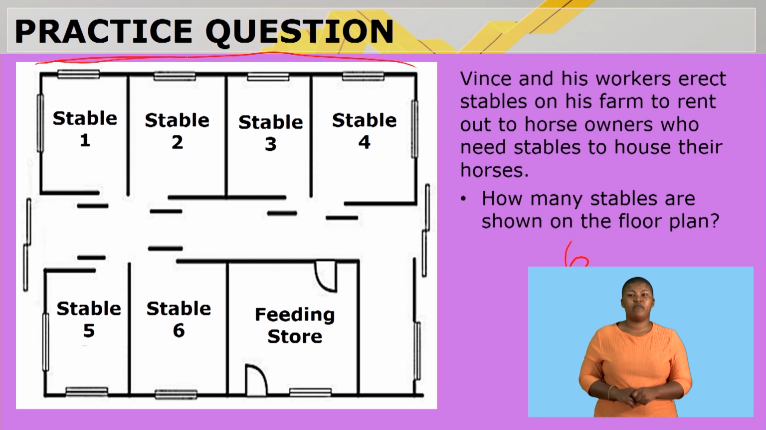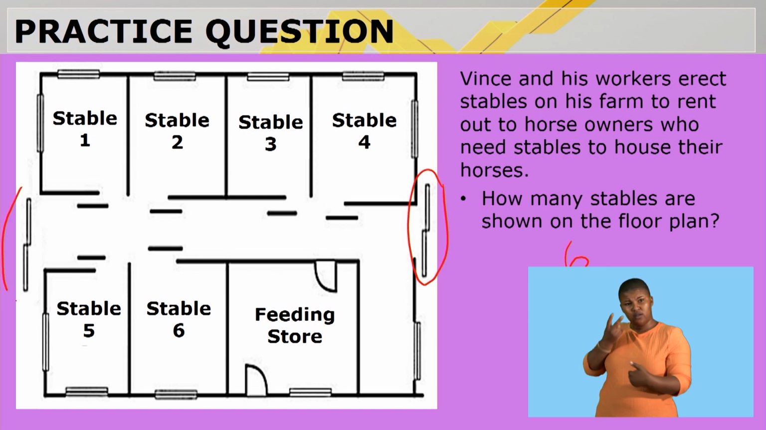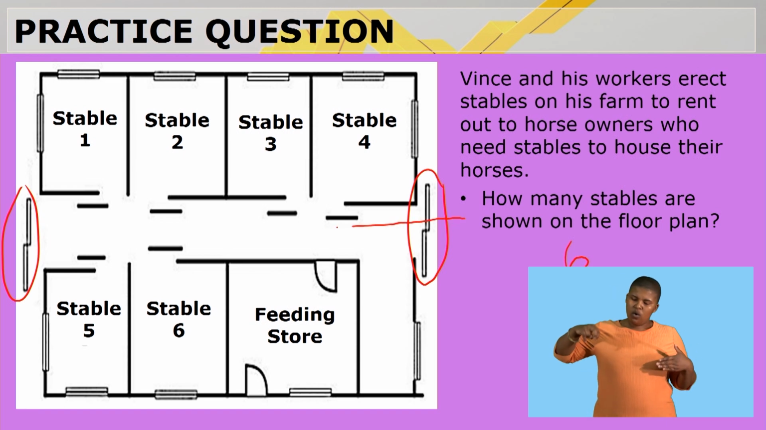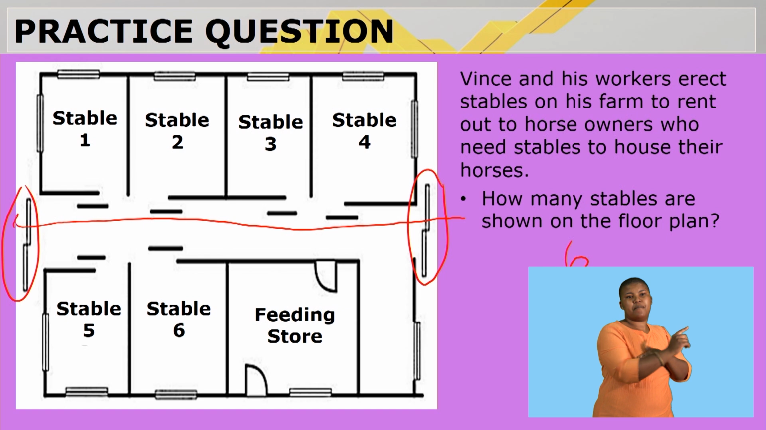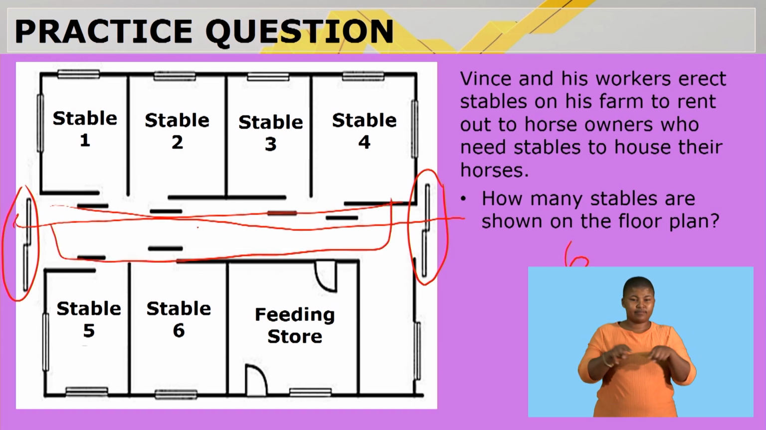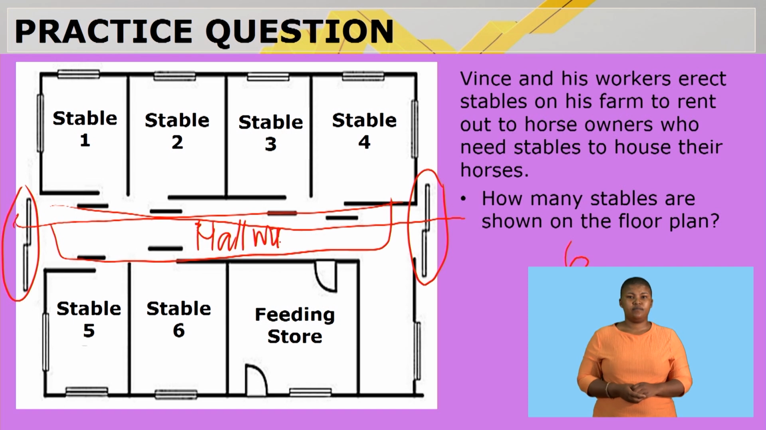Now, as I said, let's look at this closely. We can see that there are sliding doors. Let's just figure that out. So there's a sliding door and there's a sliding door. So you can actually walk through from the one way all the way to the other. So this part of the stable will be called a hallway. So we have got a hallway going through the stables.